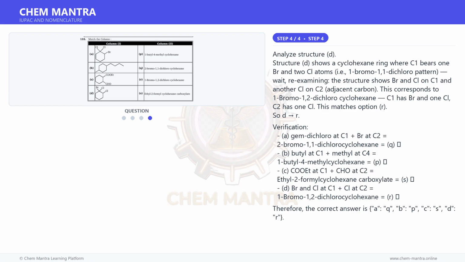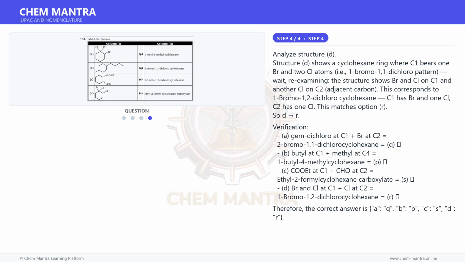A. Gem-dichloro at C1 plus Br at C2 equals 2-bromo-1,1-dichlorocyclohexane, which is Q. B. Butyl at C1 plus methyl at C4 equals 1-butyl-4-methylcyclohexane, which is P. C. CO2Et at C1 plus CHO at C2 equals ethyl 2-formylcyclohexane carboxylate, which is S. D. Br and Cl at C1 plus Cl at C2 equals 1-bromo-1,2-dichlorocyclohexane, which is R.